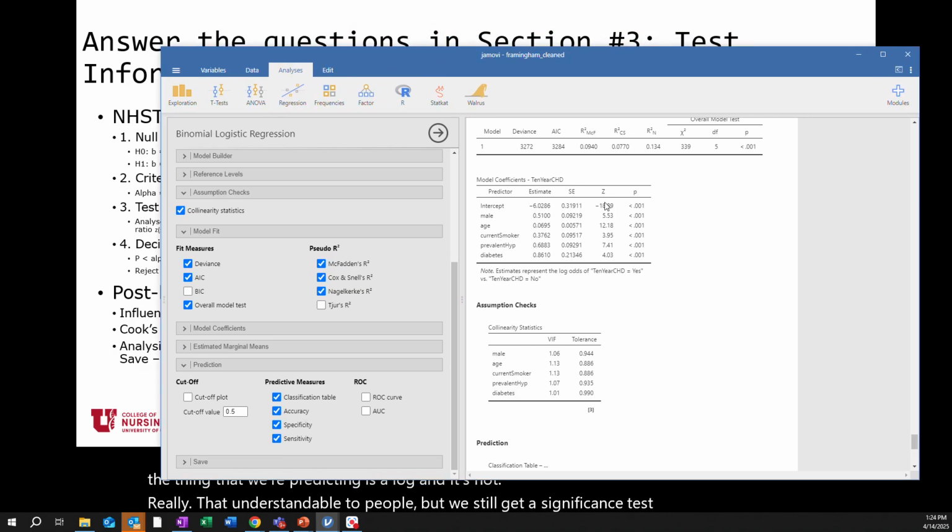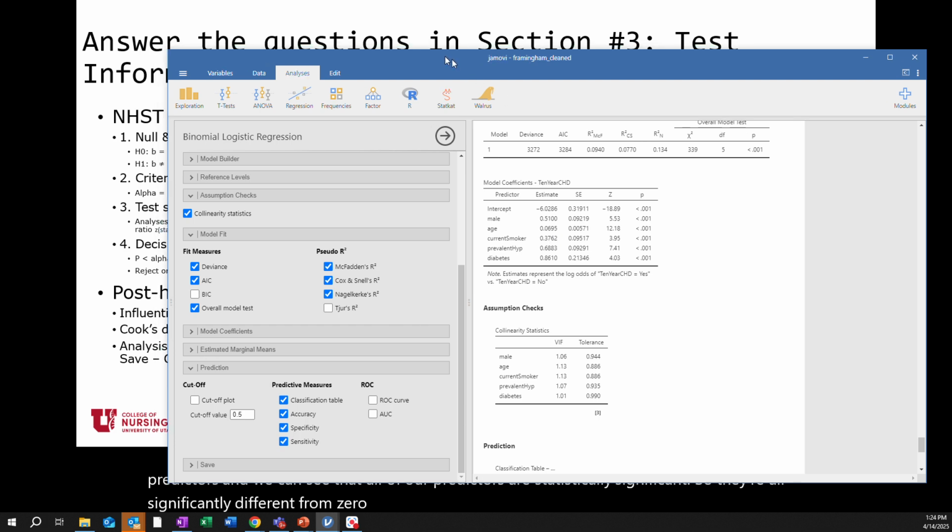We get what they call a Wald statistic, and it's a Z instead of a T. And we can see which are significant predictors, and we can see that all of our predictors are statistically significant, so they're all significantly different from 0, so they play a role in the model.